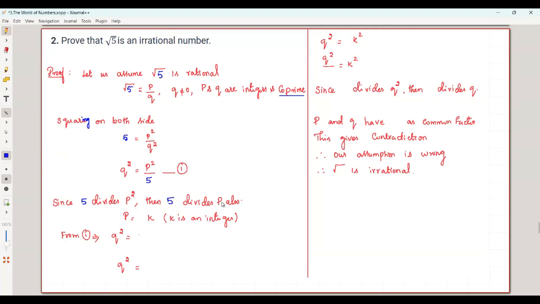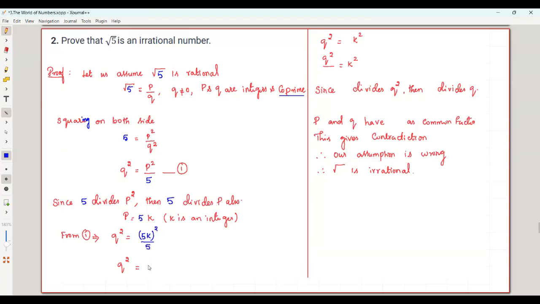If 5 divides p, p is a multiple of 5. So p is a multiple of 5, so p is 5k, k is any integer. Now I have to substitute p equal to 5k in equation number 1. In the place of p, I have to substitute 5k. Just substitute: q square is equal to 5k the whole square, divided by 5.